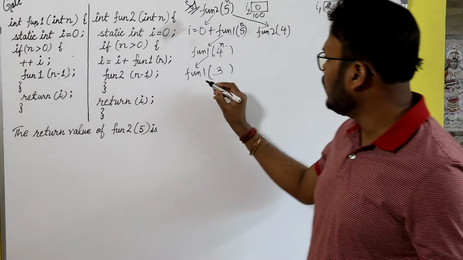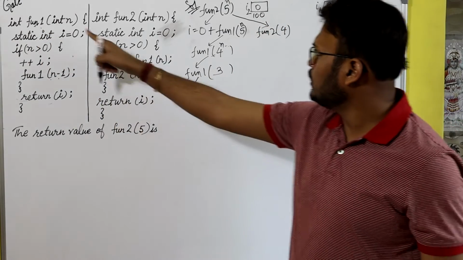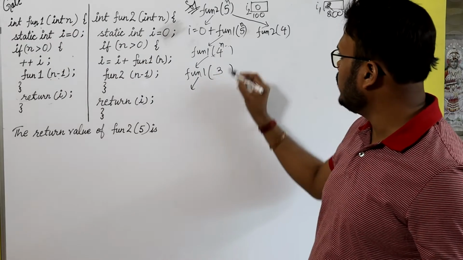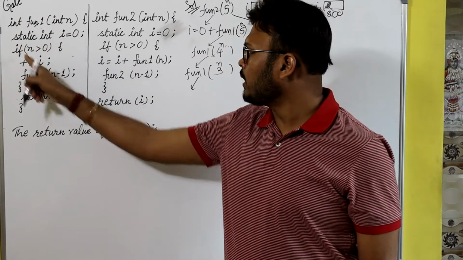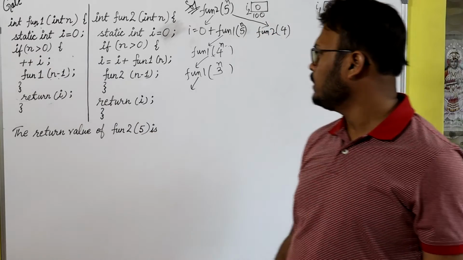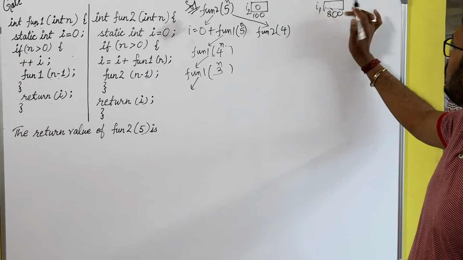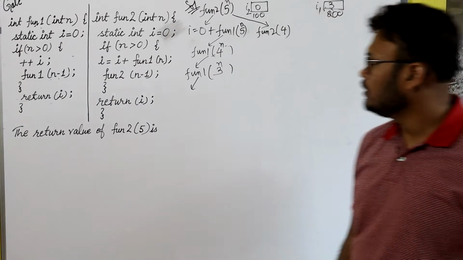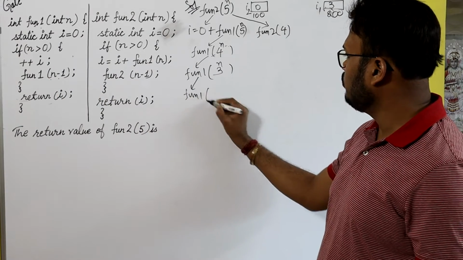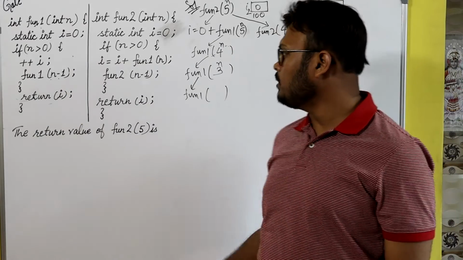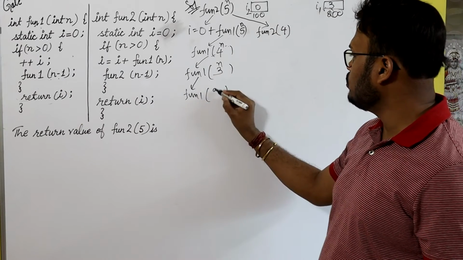Fun1 int n. So here the value of n is 3. Now no need to check this part. If n greater than 0, yes, 3 is greater than 0, so plus plus I. So I means what? 2 plus 1 is 3. Now again fun1 is called, but with the parameter as n minus 1. So what is the value of n? 3. So 3 minus 1 is 2.